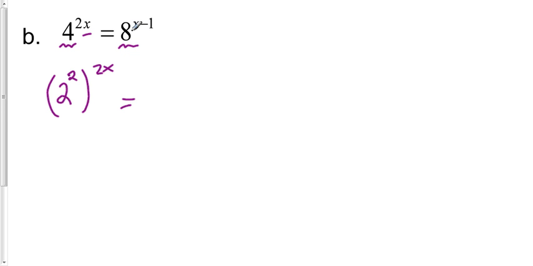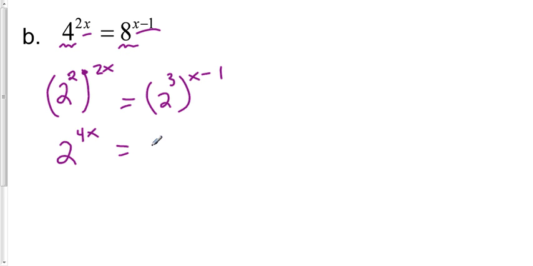Equals, on the other side, 8 can be rewritten as 2 to the 3rd power. 2 cubed is 8, so you have 2 to the 3rd, but then it's to the x minus 1. Okay, now using properties of exponents, when you take a power to another power, like we have here, the rule is to multiply them. So we're going to keep the same base of 2, but I can multiply these powers and simplify the equation. 2 times 2x is 4x.